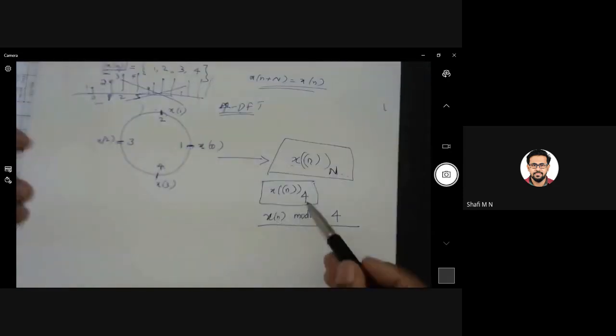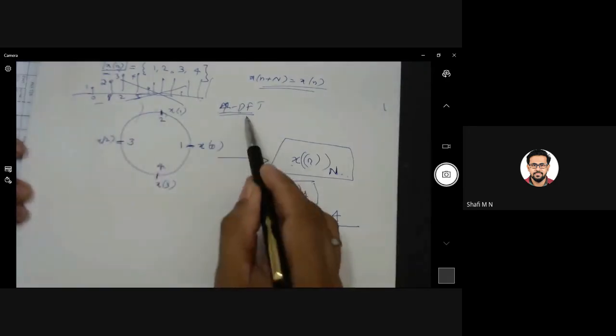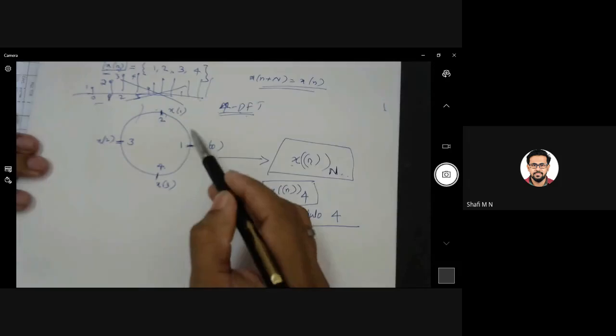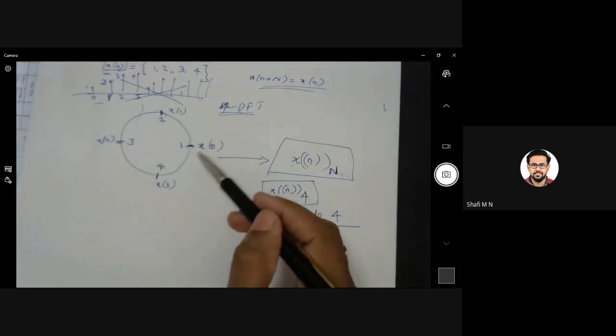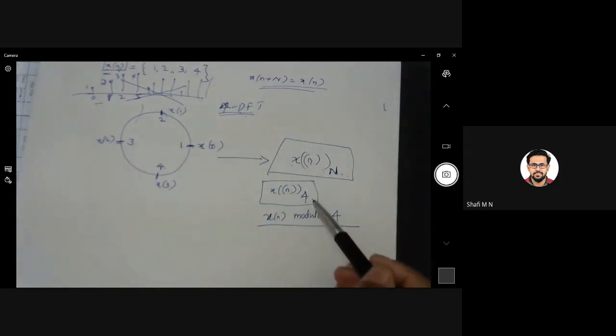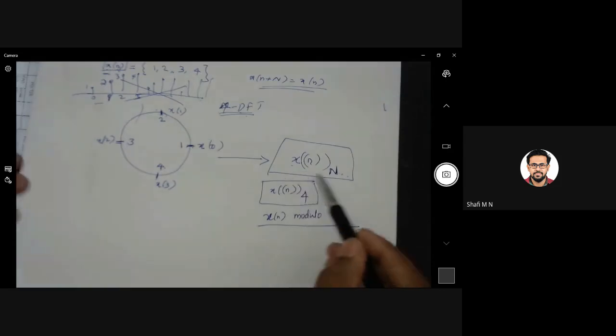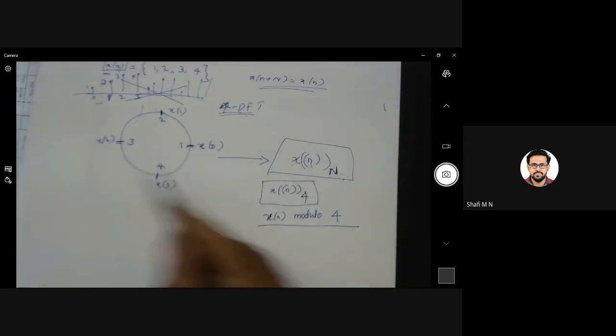In our example, your circle is divided into 4 parts because you are taking a 4-point DFT. If you are taking an 8-point DFT, this will be divided into 8 parts because your signal will become periodic with period 8. Then you can say x of n modulo 8. Got it? So how to read this? x of n modulo N. This is a circular way of representing a signal.